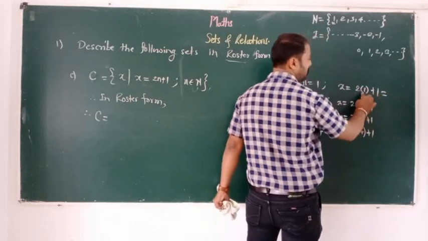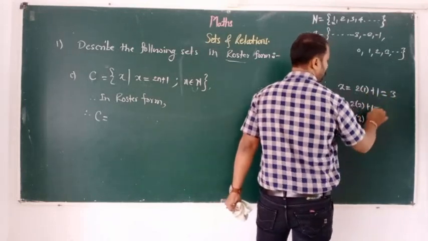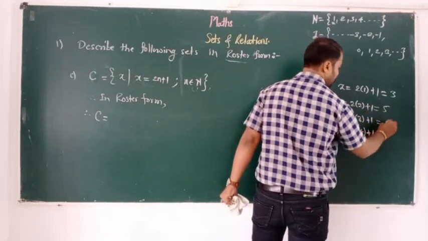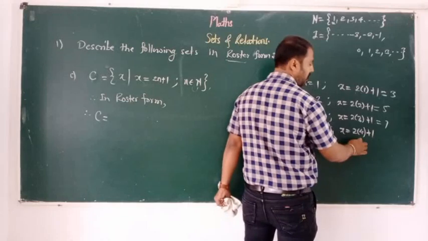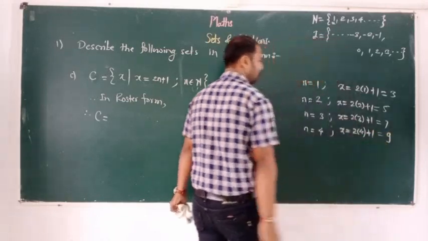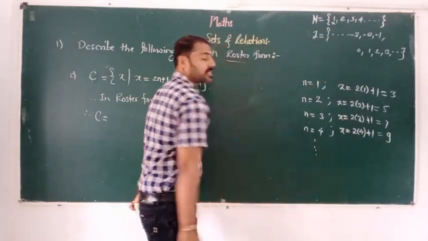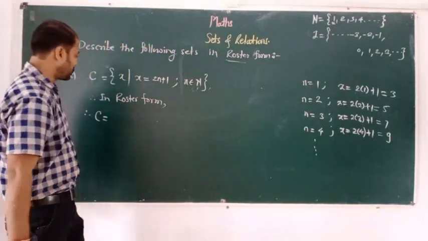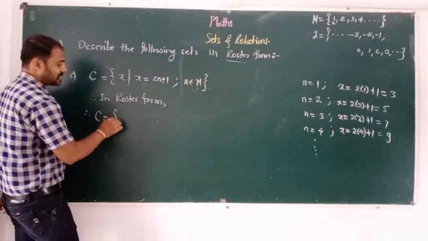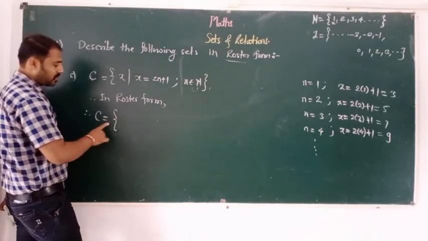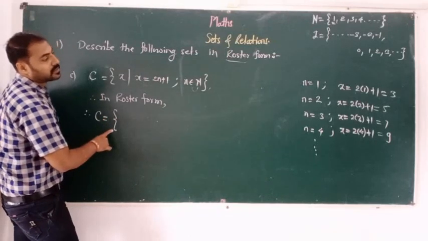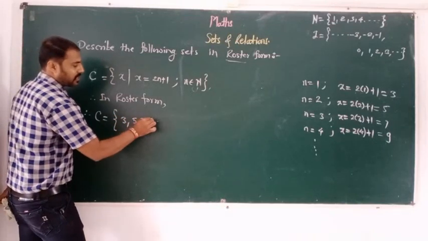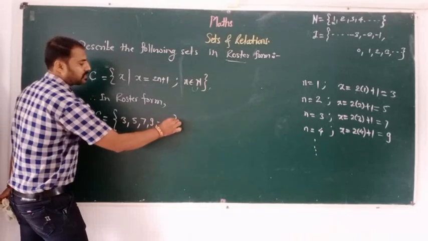It means 2 into 1, 2, plus 1, that is 3. 2 into 2, 4, plus 1, that is 5. 2 into 3, 6, plus 1, that is 7. 2 into 4, 8, plus 1, that is 9. And so on. How many numbers are there? Infinite, which means the set is not finite. So C can be written as the set of all elements 3, 5, 7, 9 and so on.